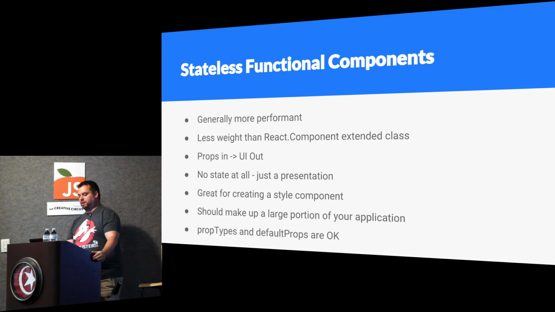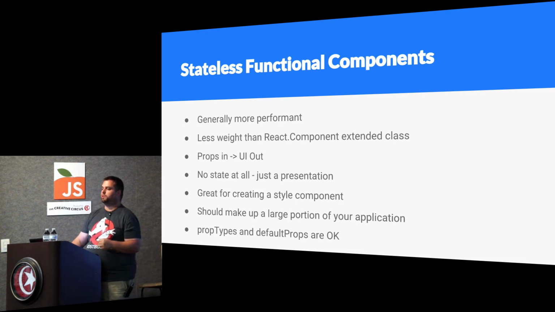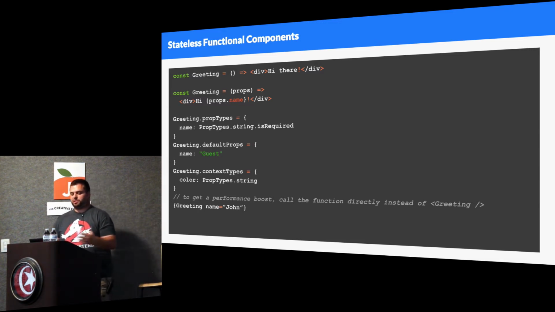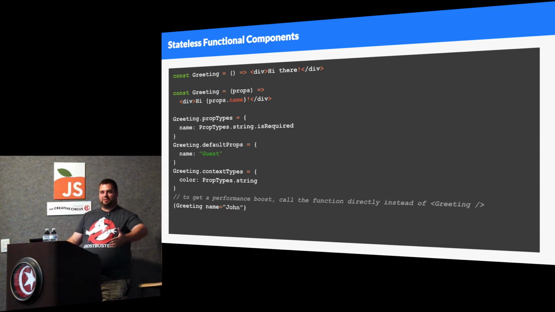You can also add prop types and default props, so they still function a lot similar in a lot of ways to other components, but they're a little easier to look at. So let's take a look at the example we had earlier with greeting. So this is a perfect example. It takes no properties. It literally just renders out div hi there. Not exactly the most complex component you'll ever write, but it gets the idea across of a stateless function. What I don't want to have here is to extend a React component just to print out a div and some text.